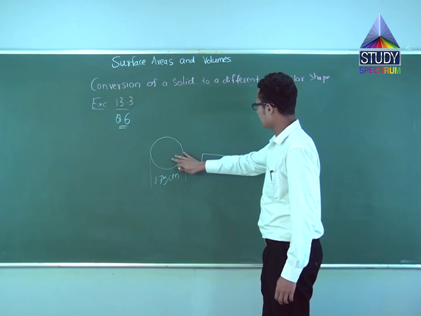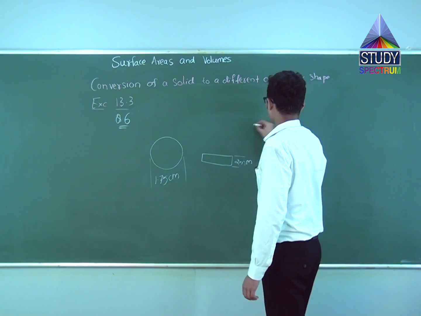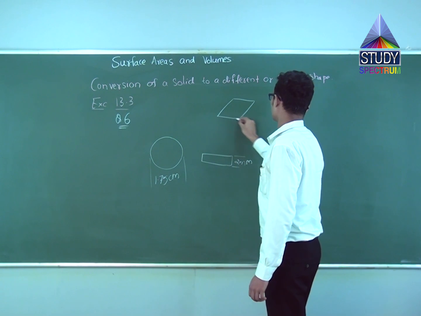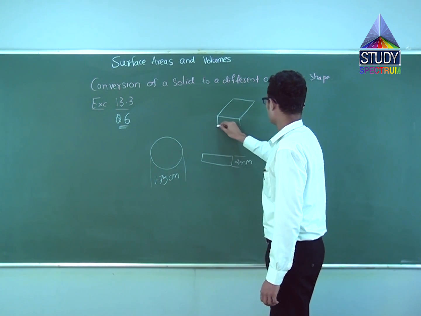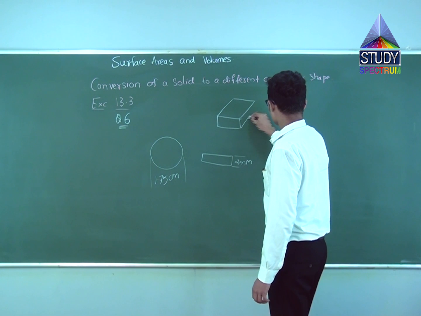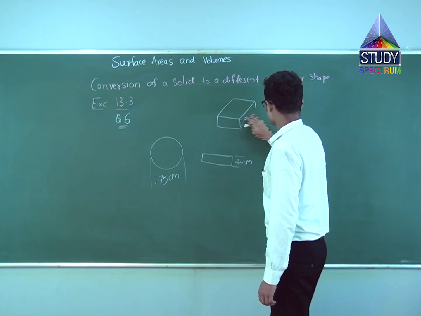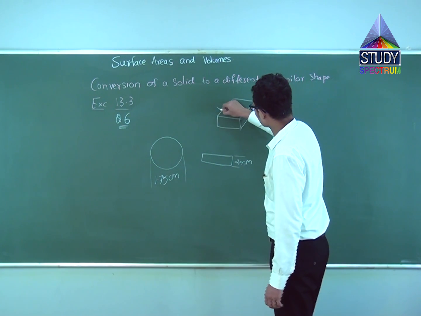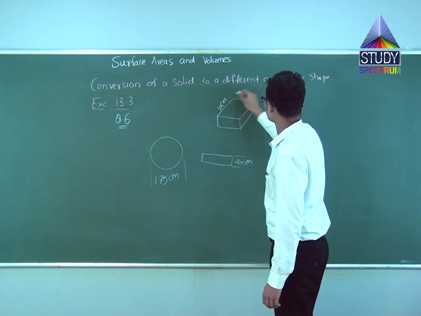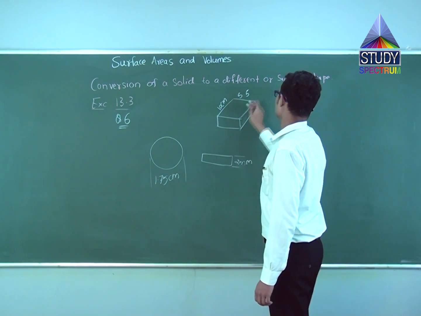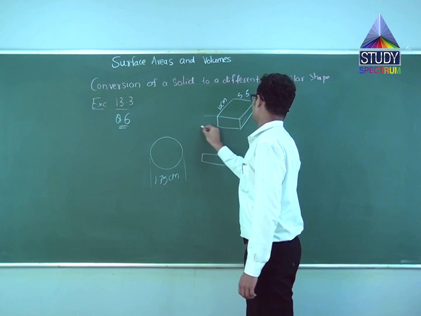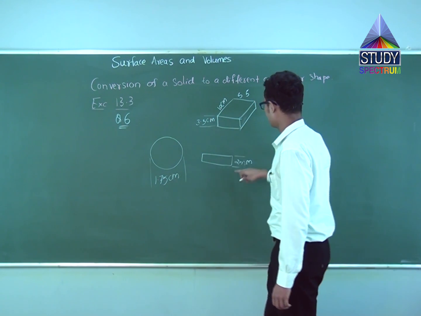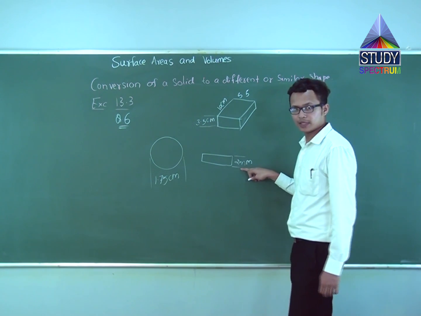Now this is melted to form a cuboid. And the dimensions of the cuboid are 10 centimeters, 5.5 centimeters, and 3.5, all in centimeters, except this is in millimeters.